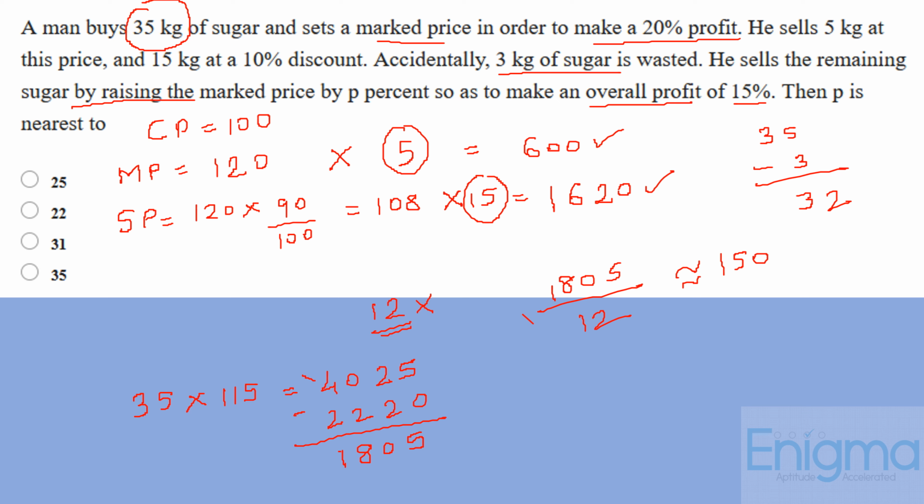Now the question asked here is, he sells the remaining by raising the marked price by P% so as to make an overall profit of 15%. Now the marked price is 120 and he is eventually selling the product at 150. That means the price has been raised by 30 rupees approximately. So the percentage increase will be 30 upon 120 into 100. Hence, the answer would be 25.